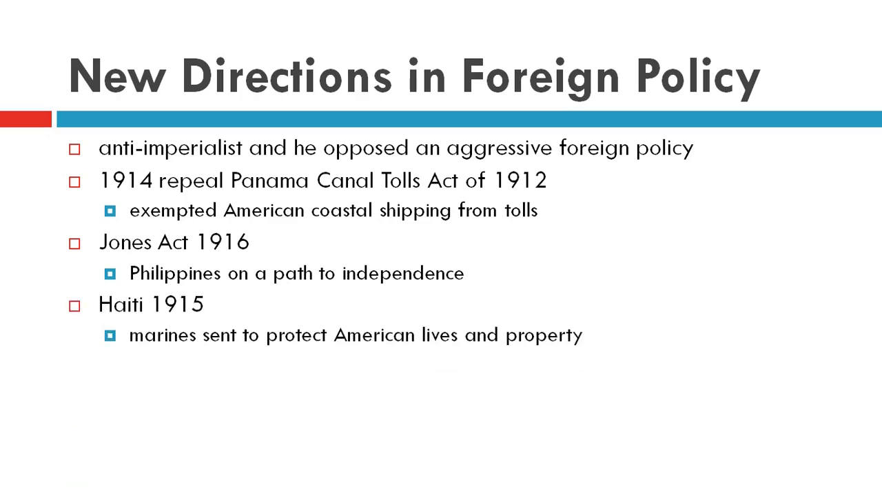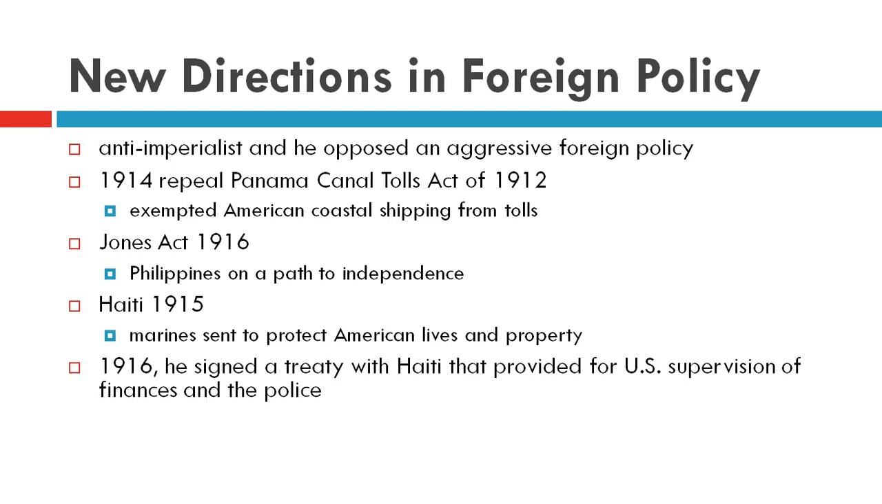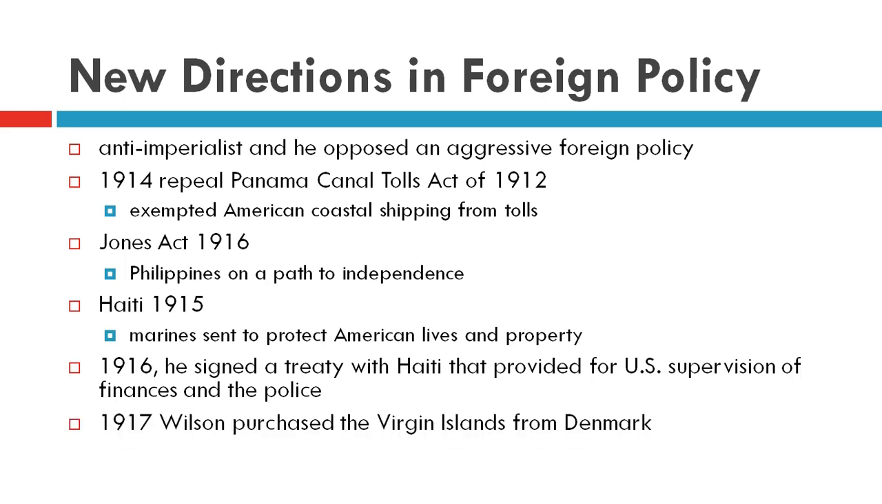In Haiti, 1915, however, Woodrow Wilson sends in the Marines. And the goal of those Marines is to protect American lives and property. So that's not necessarily imperial, but keep in mind that one of the reasons why we were initially involved in Cuba was, you could say, a humanitarian effort to help the Cubans fight off the oppressive Spanish as well. In 1916, Wilson signed a treaty with Haiti that provided U.S. supervision of finances and the police. And in 1917, Wilson purchased the Virgin Islands from Denmark. So while he is openly anti-imperial, some of the actions he's taking sort of fit in line with the imperialist actions that we've already seen.